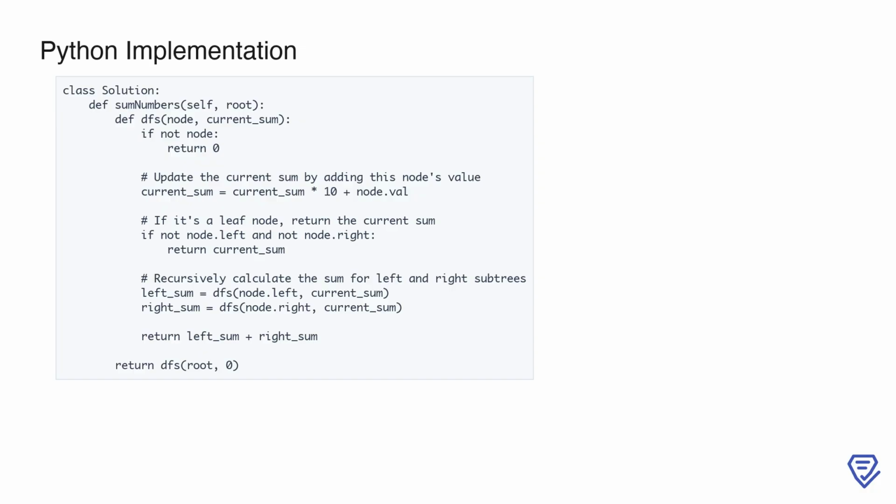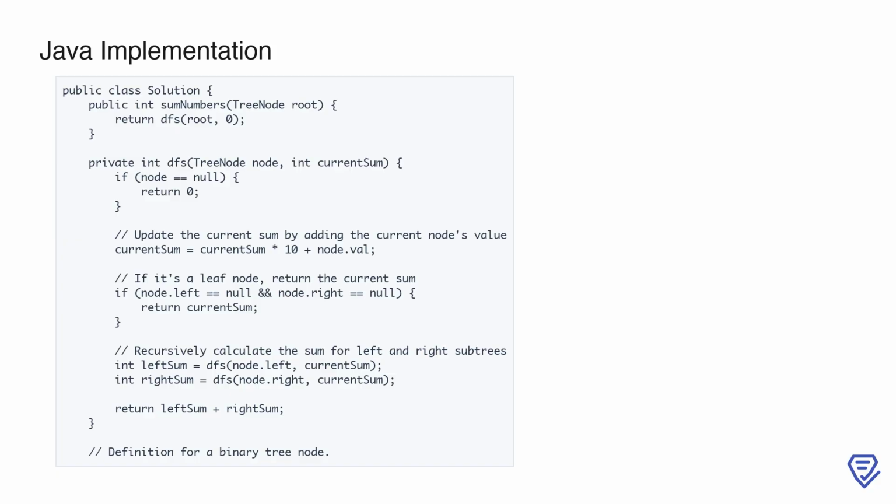For non-leaf nodes, the function recursively computes the sums for the left and right subtrees, passing the updated current_sum down the recursive calls. The results of the left and right subtree calculations are added together and returned, ensuring that all root to leaf numbers are included in the final sum. The sumNumbers function returns the result of the DFS call on the root node, providing the total sum of all root to leaf numbers in the tree. This approach efficiently traverses the tree in O(n) time, where n is the number of nodes, as each node is visited exactly once.